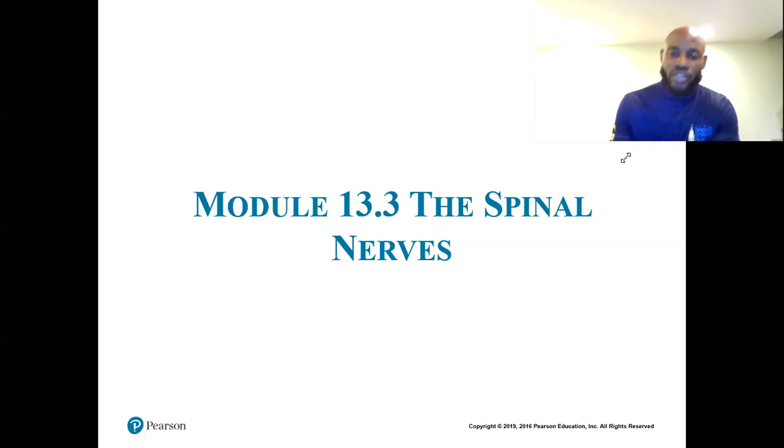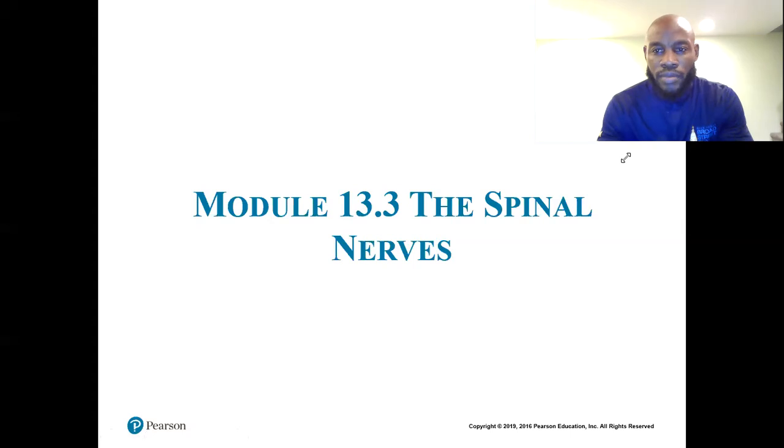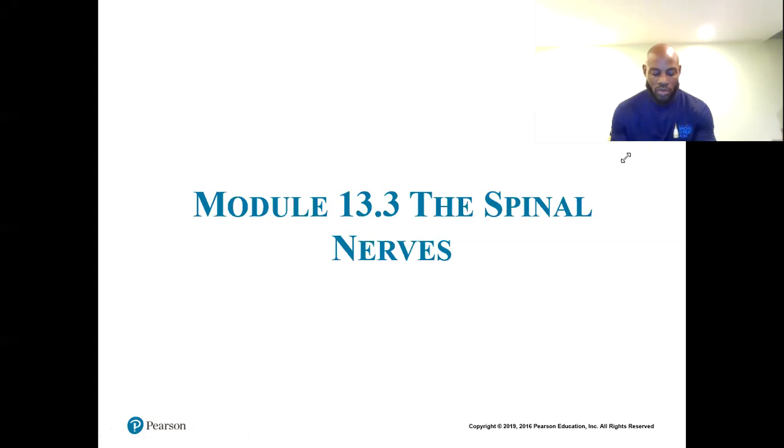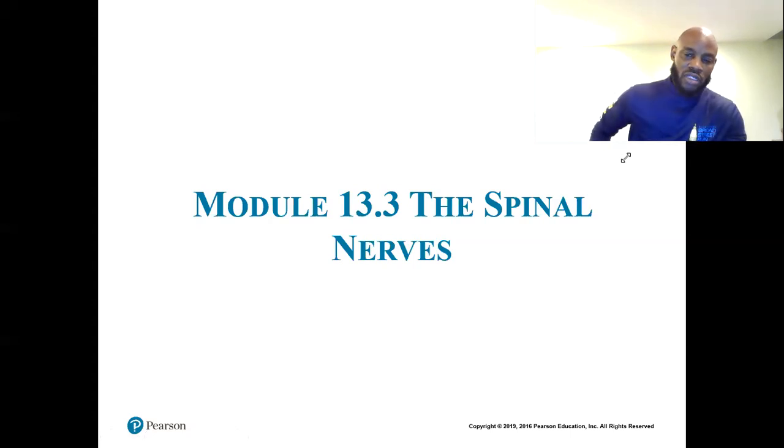Continuing on with chapter 13.3, peripheral nervous system. So we've talked about the peripheral nervous system is what connects our central nervous system to our environment. We divide our peripheral nervous system into sensory and motor. Sensory we divide into somatic and visceral. Motor, very similar.